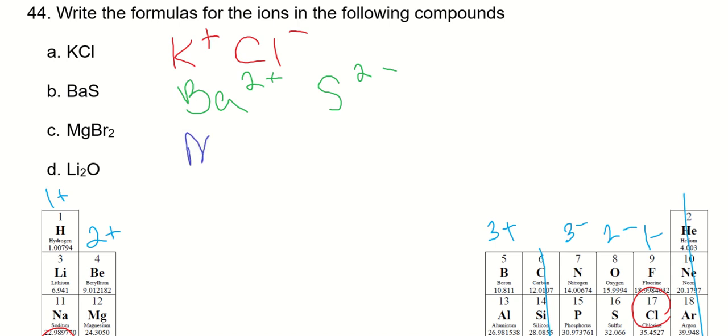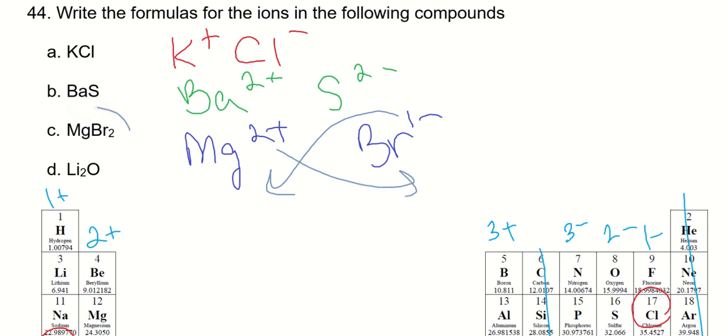Let's go to magnesium. It's a group 2 metal, so it's going to lose those 2 valence electrons. Bromine's a halogen. Once it gains an electron, it's going to be a 1 negative. You can crisscross these charges, so that's a 1. All right, bring that 1 down there, the 2 down there, you get your formula unit. You can confirm that.